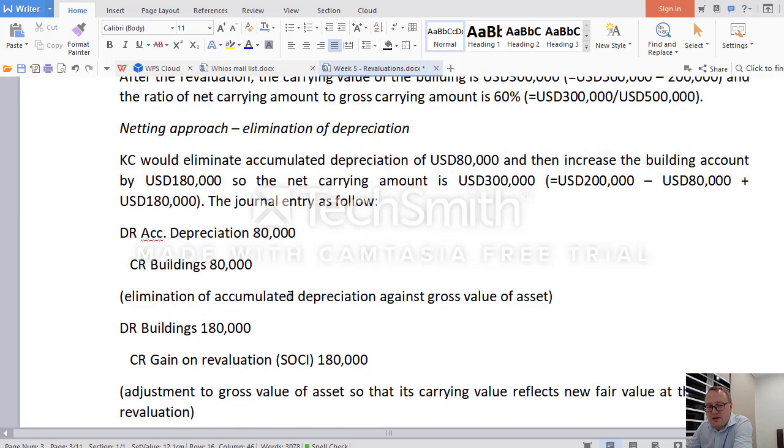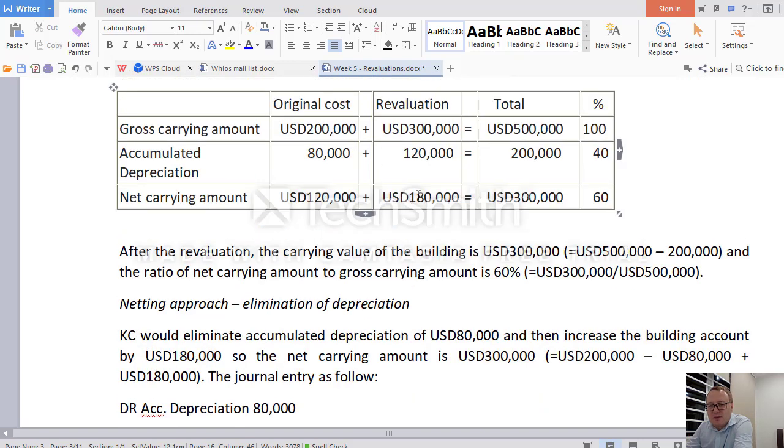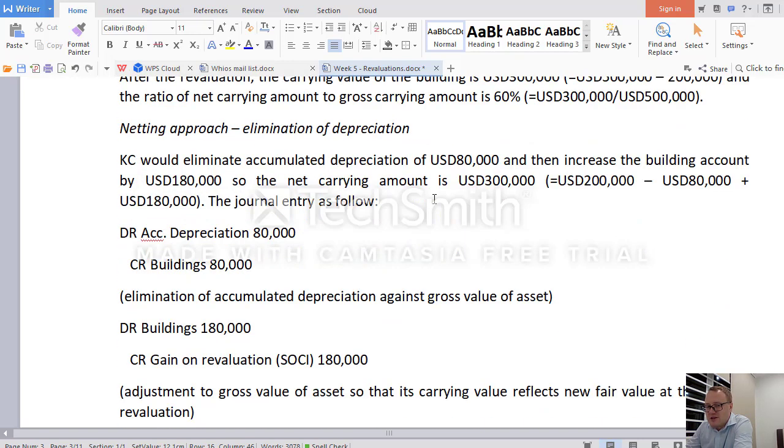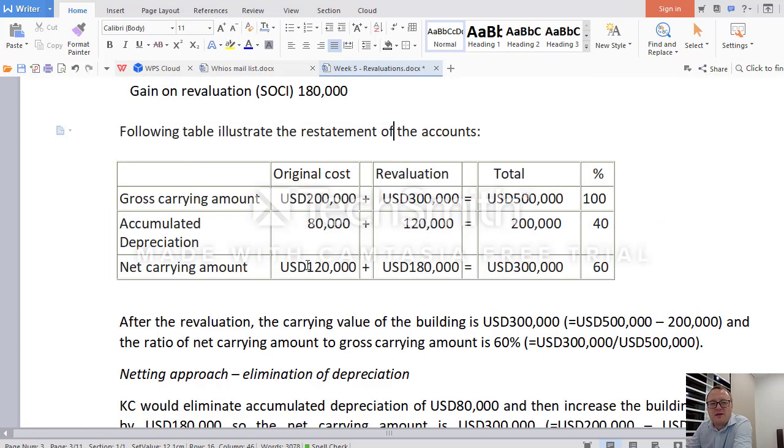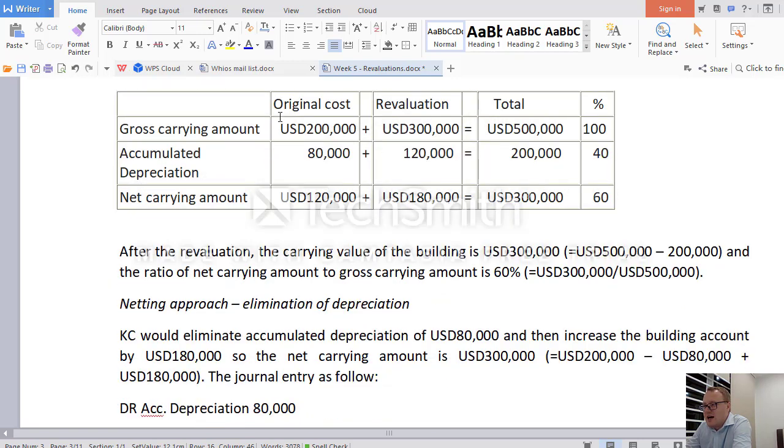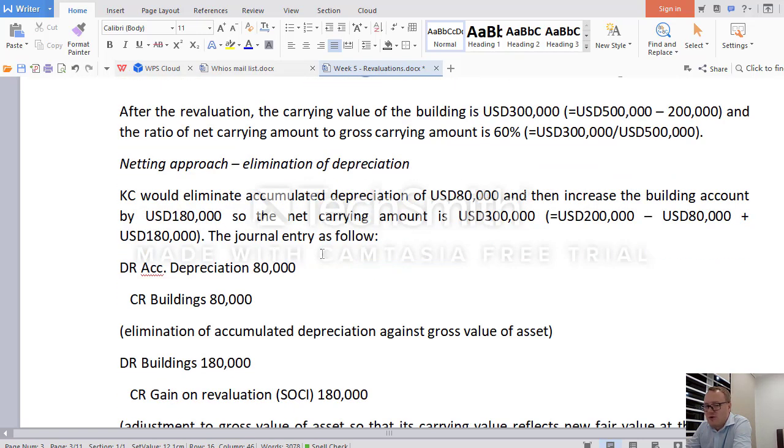And after that, what will we do? What's the increment of revaluation? 180,000. So let's increase the value of the building by 180,000. So debit buildings 180 and gain on revaluation 180. As with the previous method, this gain on revaluation is not a genuine profit, not genuine income. We don't put it in the income statement. We put it after we determine net profit, net income.